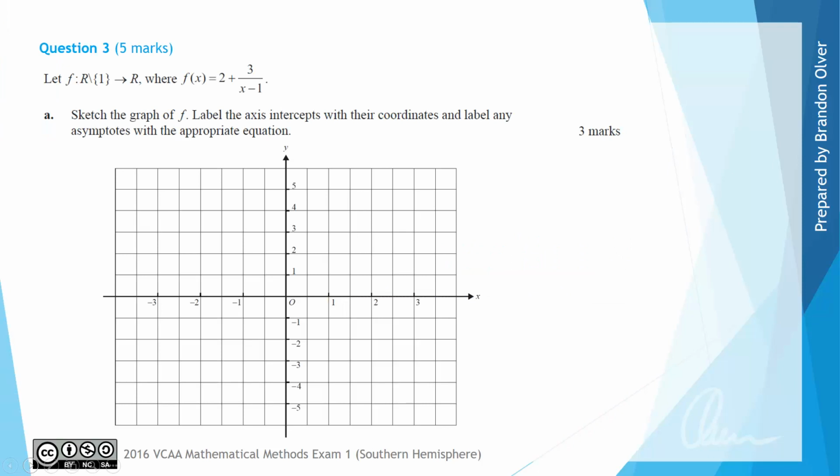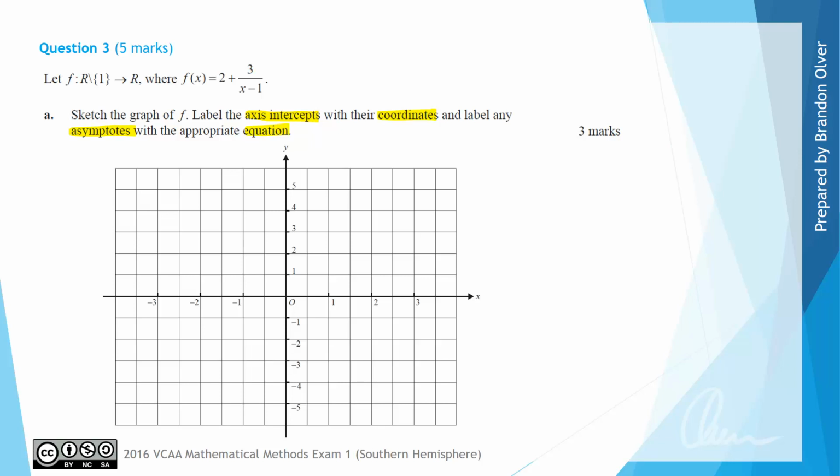So for question 3 we have: let the function f, which has a domain of all real numbers excluding 1, map to the real number set, where the rule f of x equals 2 plus 3 divided by x take 1 describes the function. So for part A we need to sketch the graph of f, and we need to label axial intercepts with their coordinates and label any asymptotes with an equation.